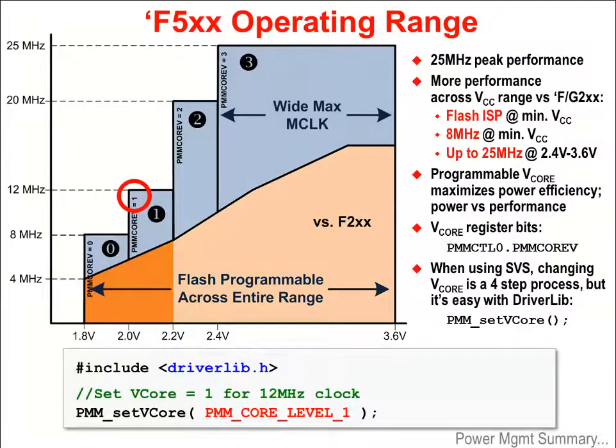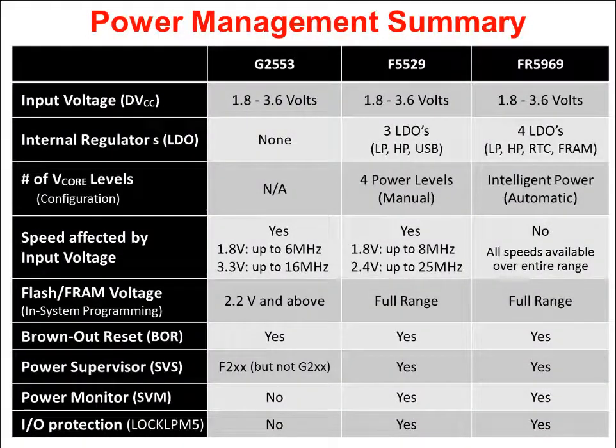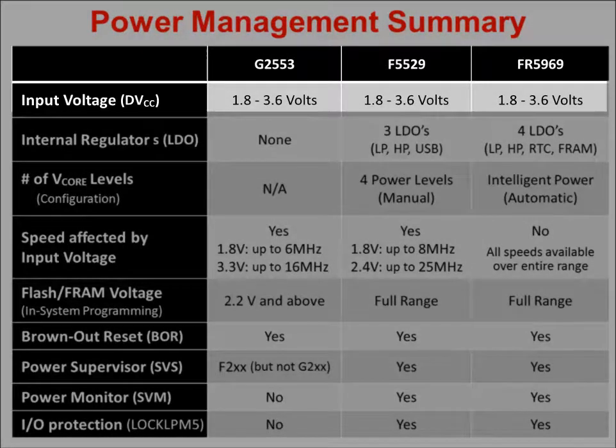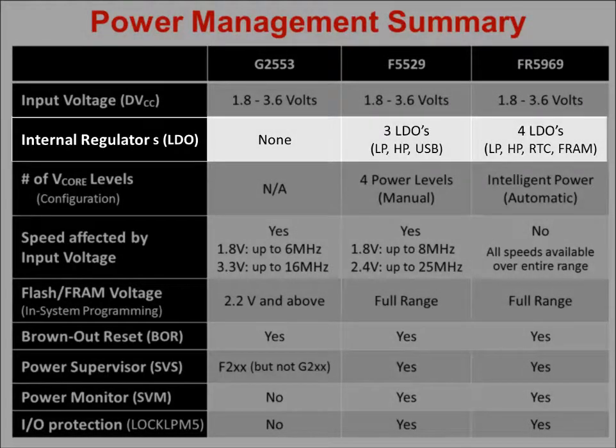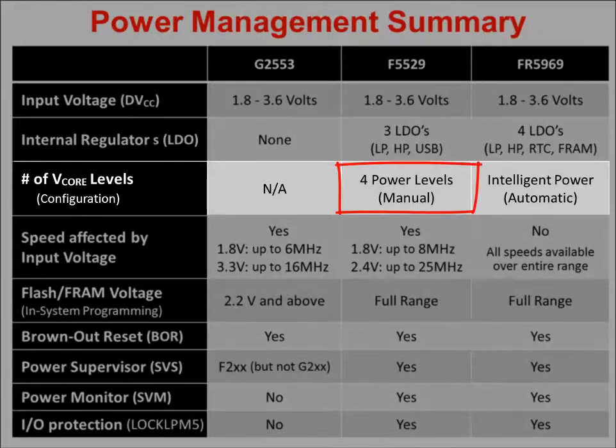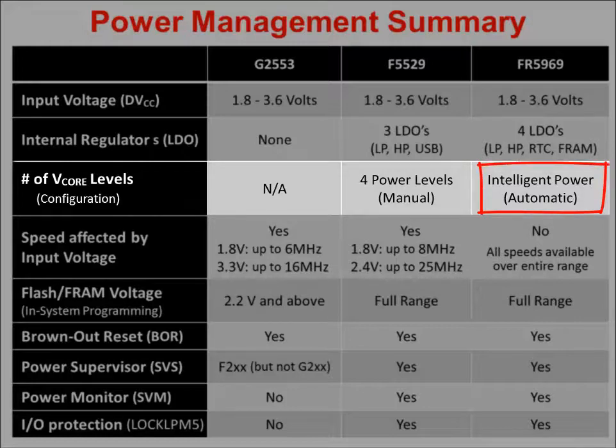To summarize the power management, here's a chart looking at the 3 devices we've been examining so far in this class. You can see that they all run in the same input voltage range. The value line devices do not have low dropout voltage regulators, but the 5529 and the FR5969 devices do. The 5529 has those 4 power voltage levels that we just talked about. Those types of things exist on the FR5969, but that's done intelligently. We don't have to manually change those power settings ourselves.